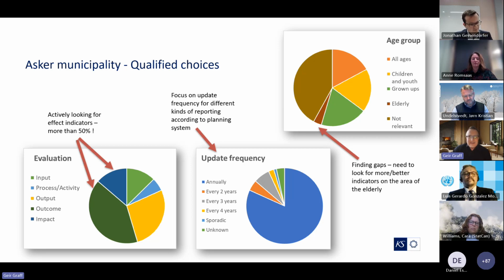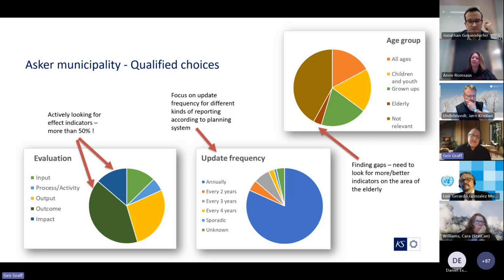They have seen that they measure different update frequencies. Most of them are measured annually. That is good for municipal yearly budget planning. Others are measured every second, third, or 4 years, and that is better for other types of municipal planning.